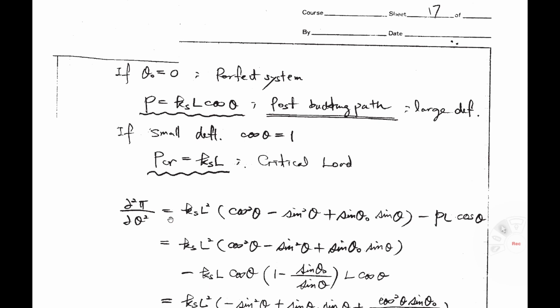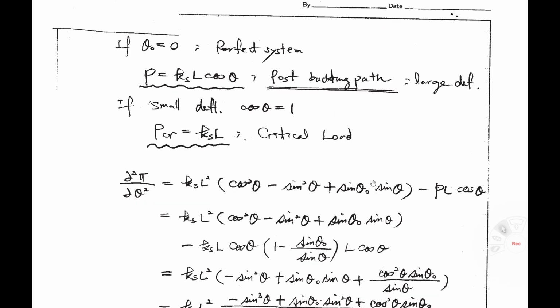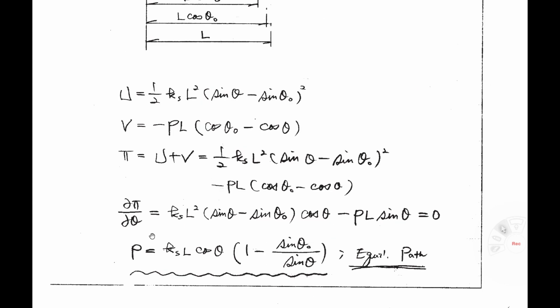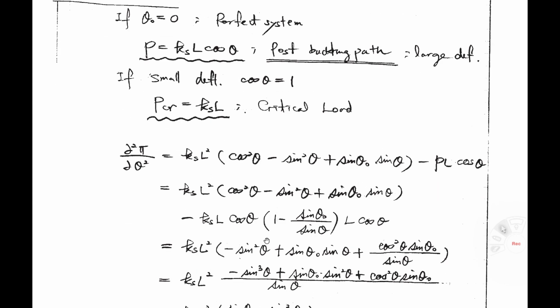From here, we can get ks l square cosine square theta minus sine square theta sine theta 0 sine theta minus pl cosine theta, like this. Now after that, we plug in P equation into here. So P equation is this one here. P equation plug in, and then we rearrange this equation.